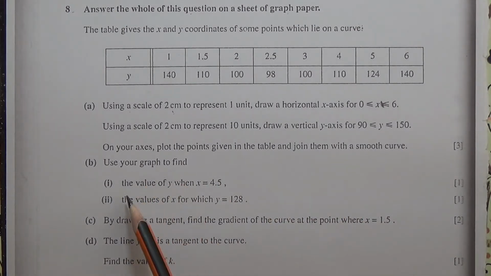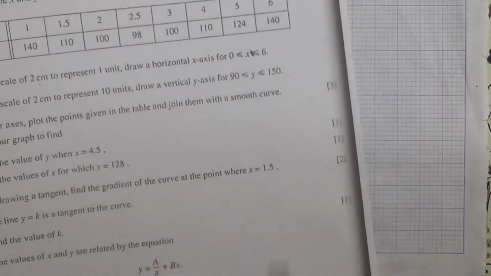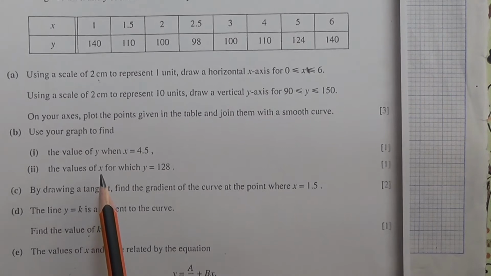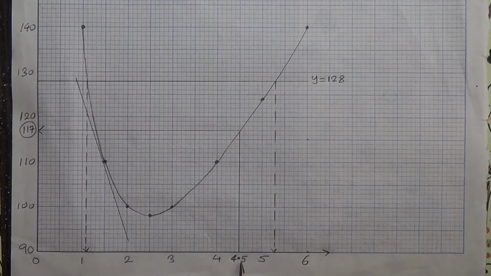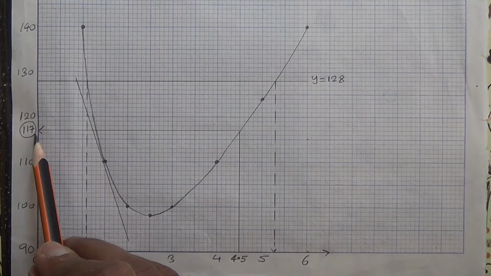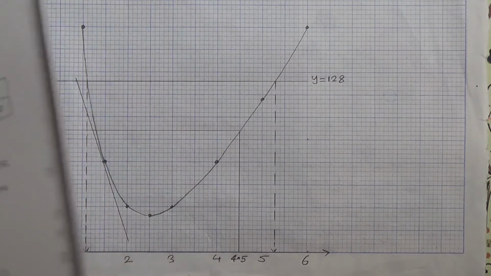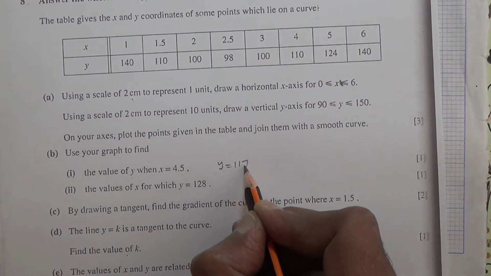And now we need to use your graph to find the value of y when x is equal to 4.5, and then the values of x for which y is equal to 128. After having drawn the graph, this is how it looks. That's the curve, and we need to find the value of y when x is equal to 4.5. So that's going to be 4.5 here. You just draw a line up, touch the curve, and read the value, which is going to be equal to 117.